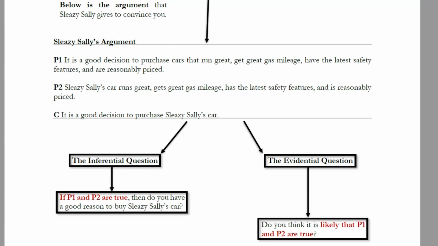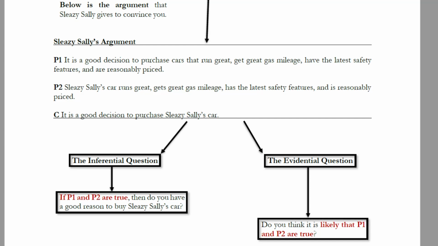This premise tells us that it's a good decision to purchase cars that run great, get great gas mileage, have the latest safety features, and are reasonably priced. This seems like sound advice to me. This is not to say that in some cases someone couldn't have a good reason to ignore one or more of these characteristics, but overall P1 seems pretty unobjectionable.